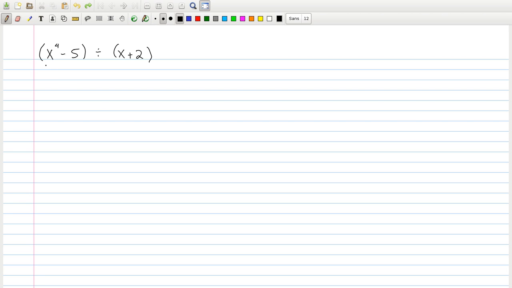Divide the polynomial x to the fourth minus 5 by x plus 2. I'm going to set this up using long division. This means x plus 2, we're dividing into x to the fourth minus 5.